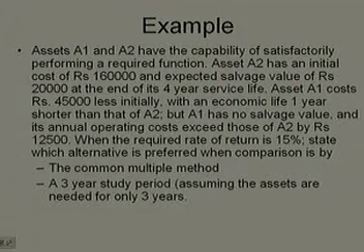If you remember, I had told you that study period in most of the cases is taken as the least of the lives that you have for the alternatives. So, in this particular example, if you notice, for asset 2 the life is 4 years, whereas for asset 1 life is 3 years.